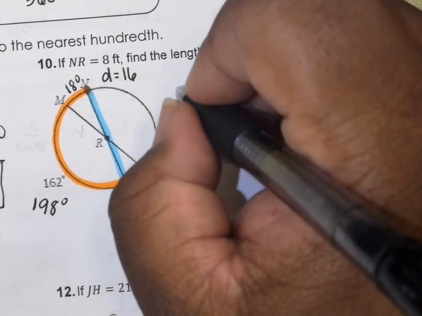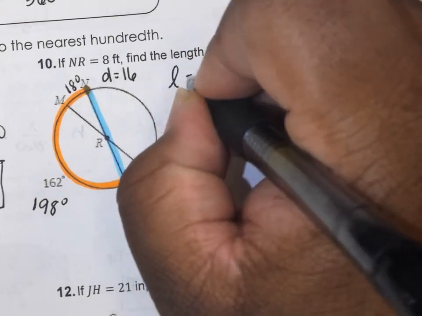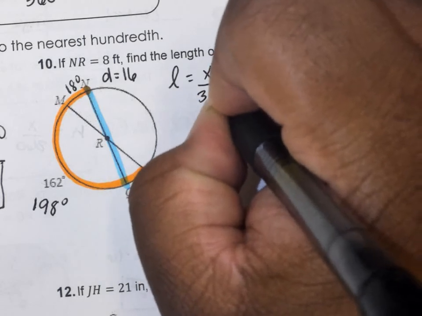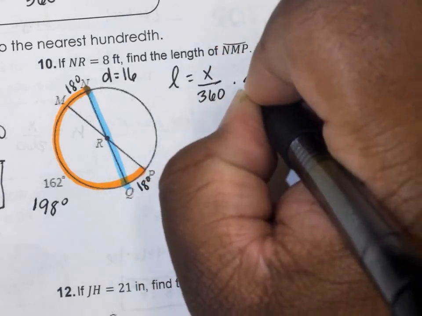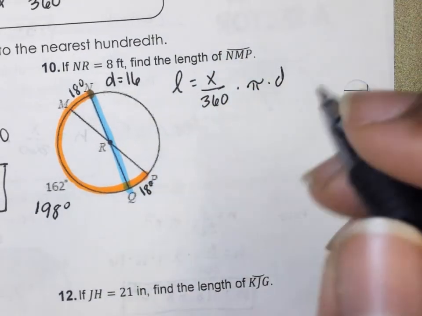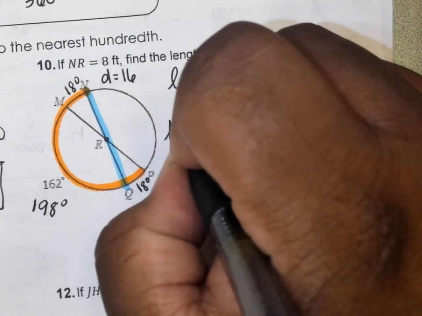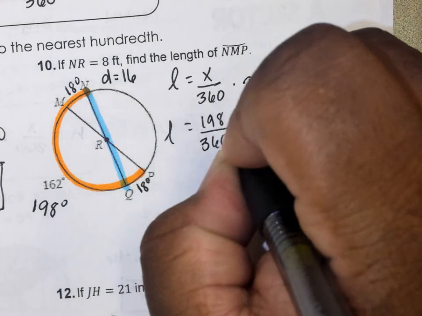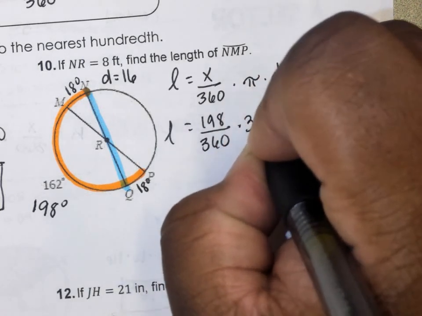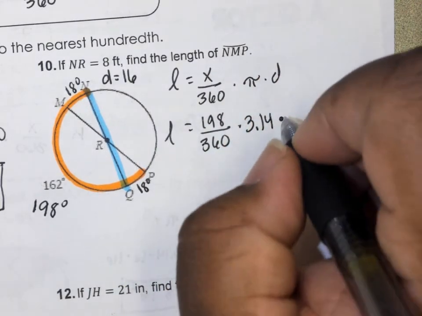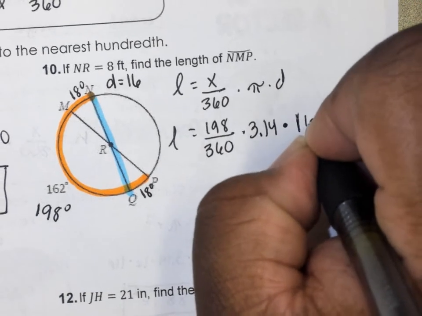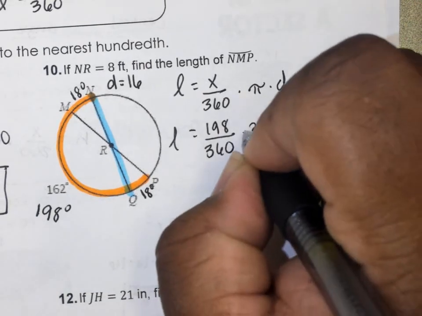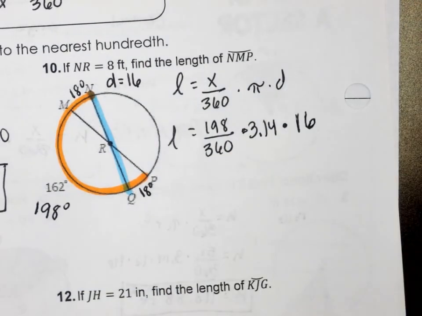Alright, so now you're ready to do your formula. L equals X over 360 times pi times diameter. L equals 198 over 360 times 3.14 times the diameter, which is 16. This should be your setup for this problem.